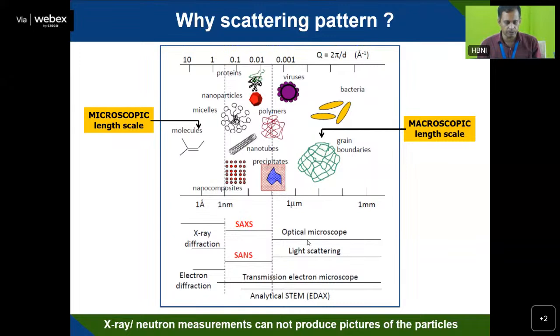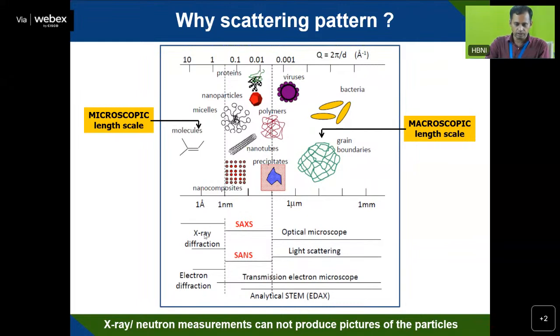If you see this diagram, at the lower scale, about 10 angstroms, you have molecules, micelles, nanoparticles, and 0.1 angstrom, and so on. Further up, bacteria and such are very small. Here, at the microscopic length scale, you have molecules and nanocomposites, and at the macroscopic length scale, you have grain boundaries and bacteria, which are quite large in size.